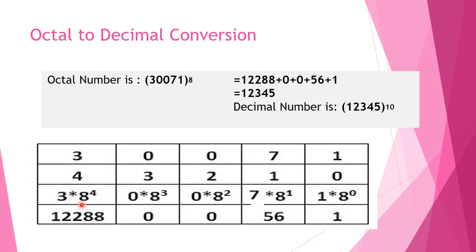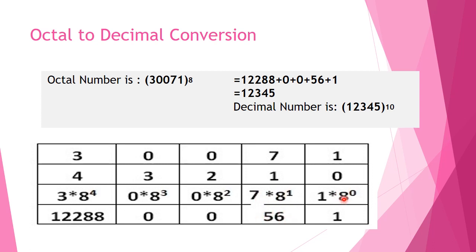Now calculate this. 3 into 8 to the power of 4 is how much? 8 into 8 into 8 into 8, 4 times, and then times 3. You will get this much. And then 0 into anything you can write as 0, you don't have to do any hard work over here, just write 0. Here also 0 into anything is 0. And now 8 to the power of 1 is 8, and times 7 is how much?